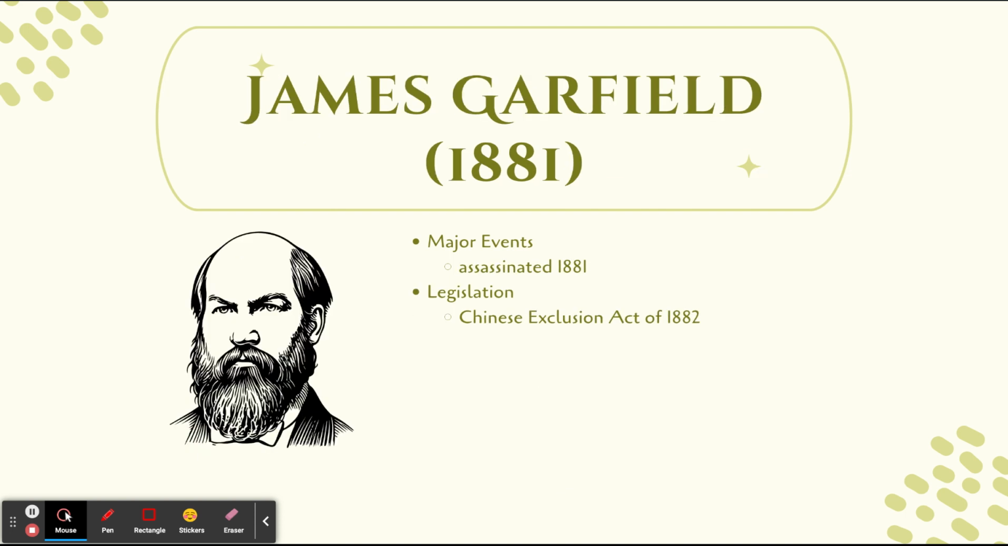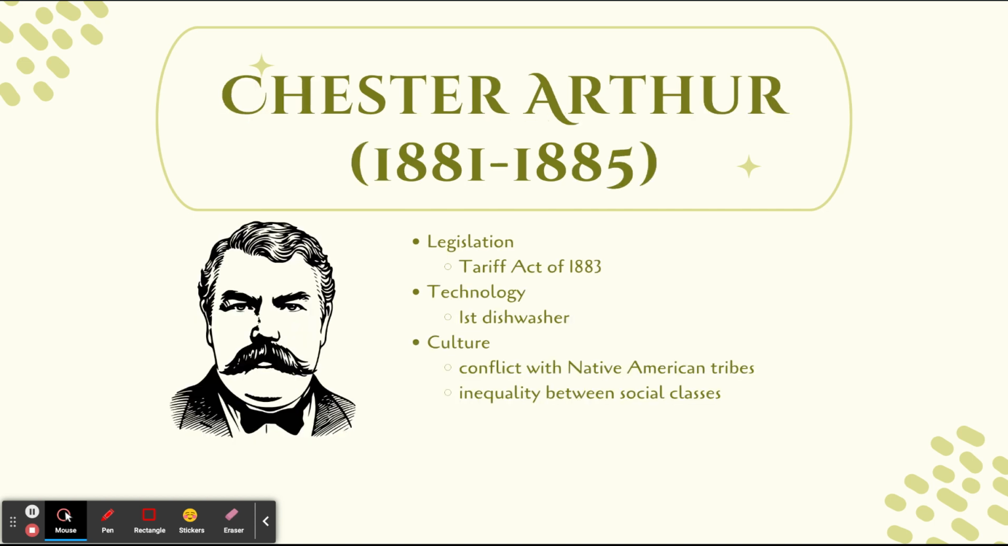Fast forward to James Garfield. James Garfield had a very short presidency because he was assassinated on September 19th, 1881. He's one of the presidential assassinations that doesn't get a lot of recognition. During his time in office, he was a large part of creating the Chinese Exclusion Act of 1882, which eventually was passed under Chester Arthur, which restricted the immigration of Chinese laborers to the United States.